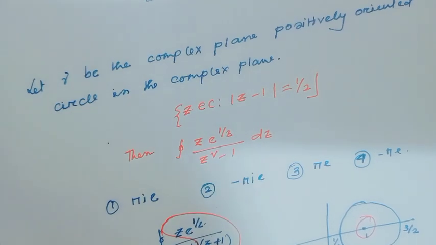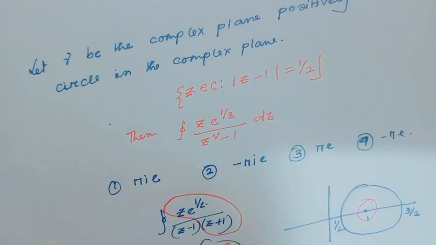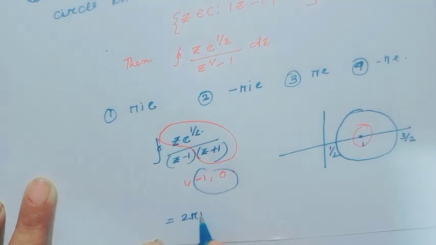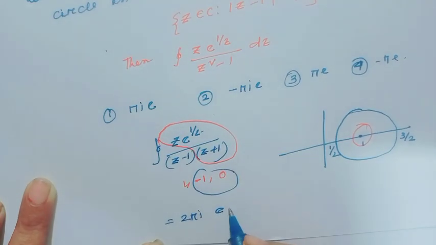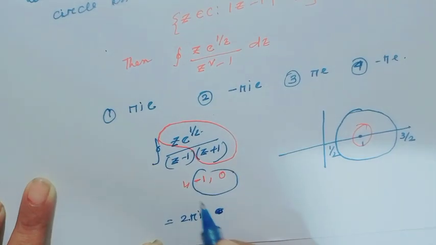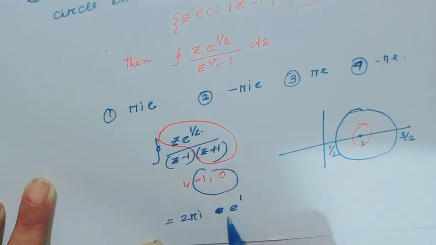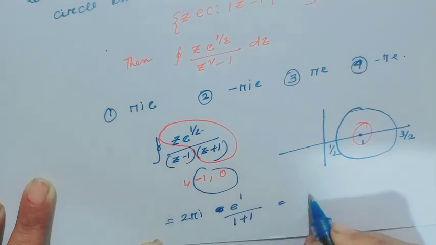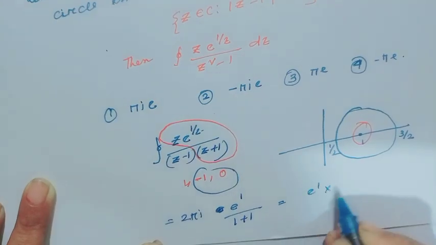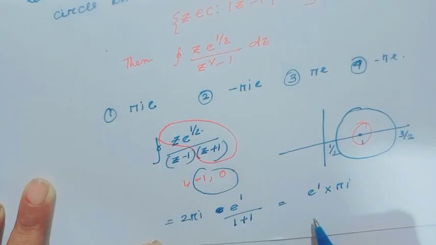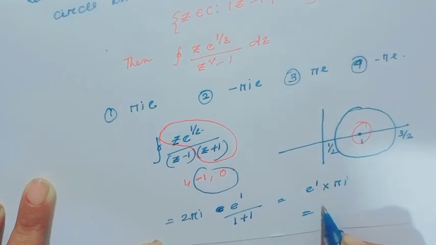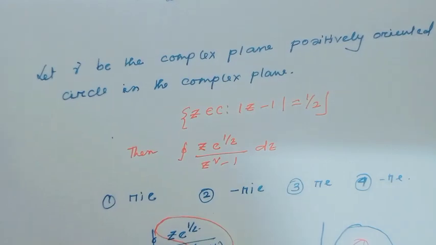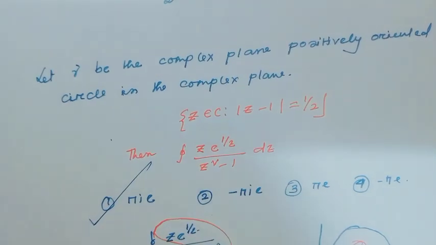Put the value 1 here. Then the value of the integration would be 2 pi i e to the power z. If you put z equal to 1, e to the power 1 plus 1, this value equals e to the power 1 times pi i. That means this value is equal to pi i. I hope all my viewers have understood. That means option 1 is the right option.